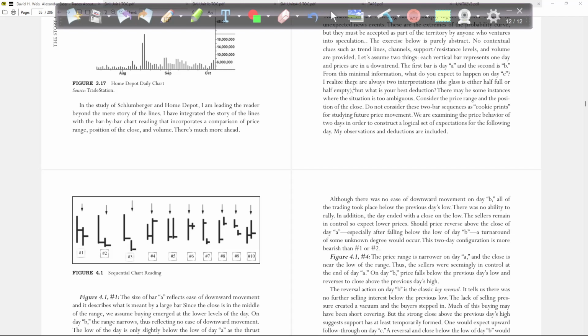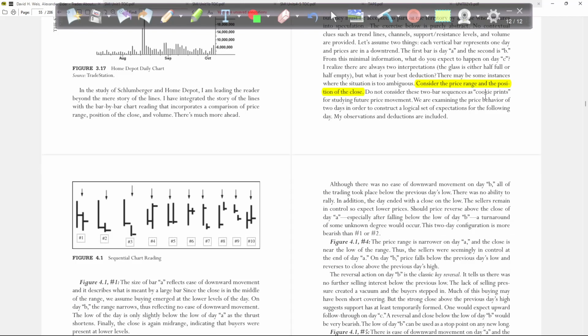I realize there are always two interpretations. The glass is either half full or half empty. But what is your best deduction? There may be some instances where the situation is too ambiguous. Consider the price range and the position of the close. Do not consider these two bar sequences as cookie prints.